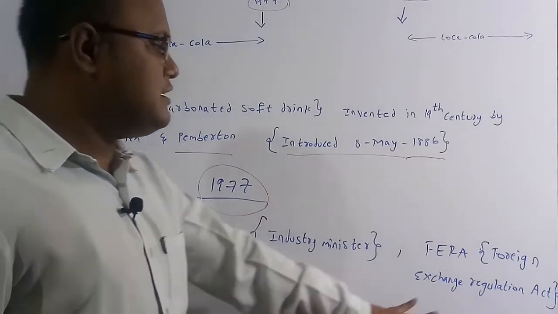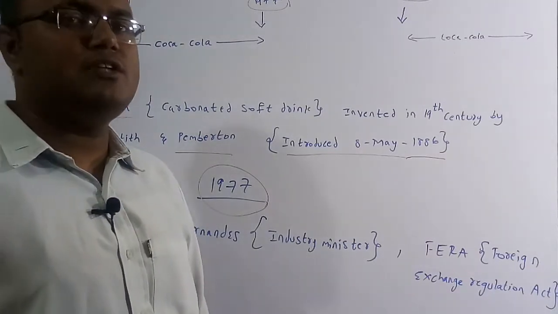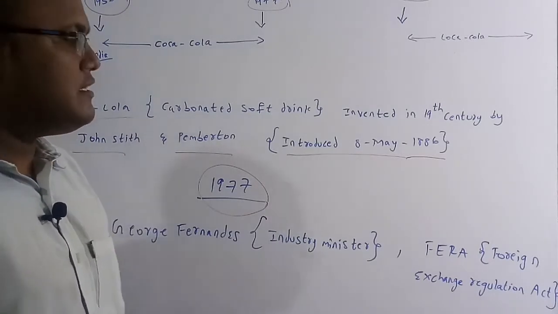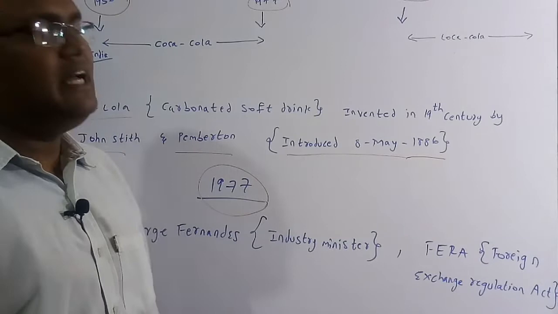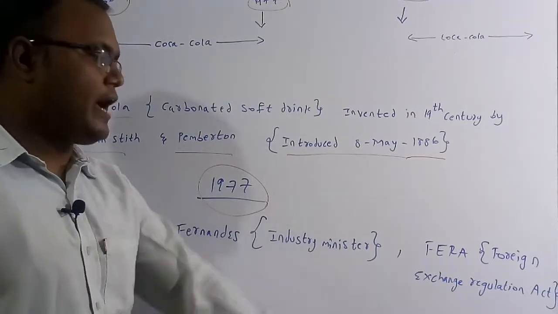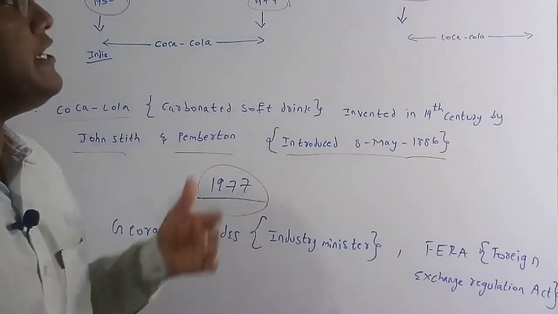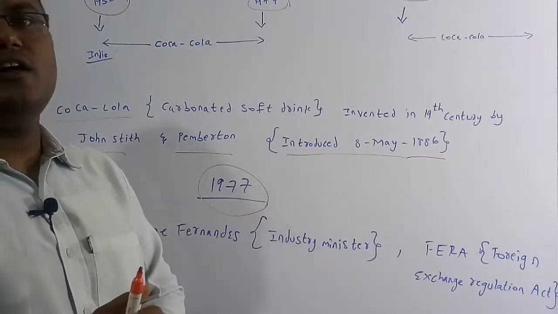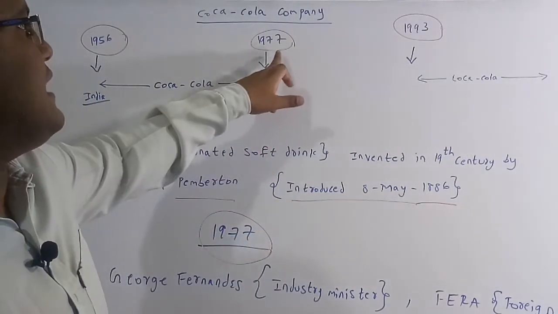It means in these rules, the company has to tell its secret formula to the government also. All this is present in these rules, but the Coca-Cola company was reluctant to tell its secret formula to the government. That is the reason it left India. As per these rules, all the companies present in India have to tell their secret formulas to the government, but this company was reluctant to tell its secret formula. That is the reason it left India in 1977.